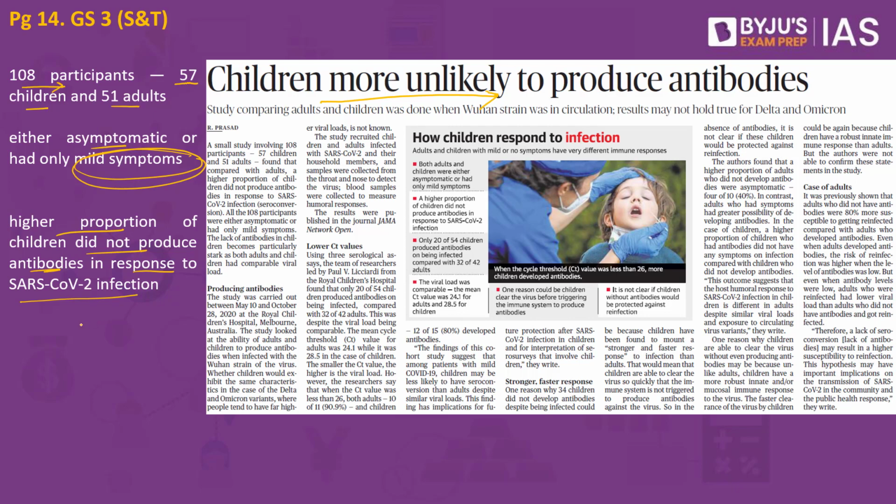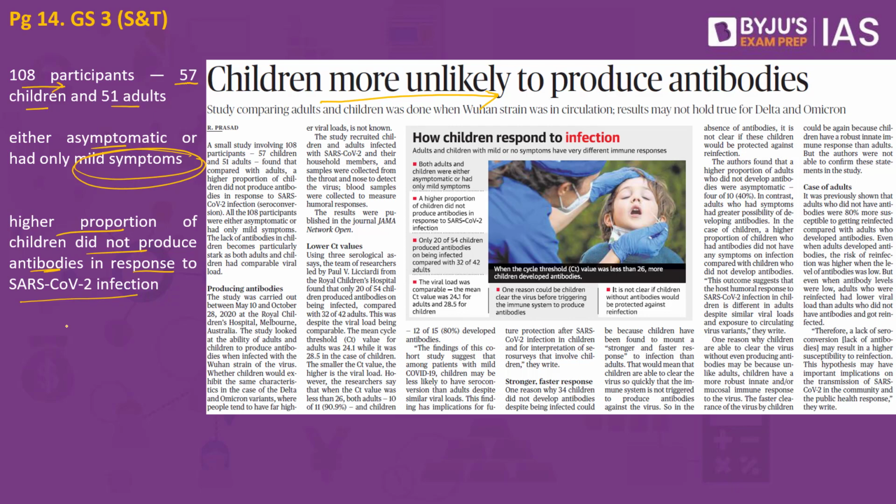So what are we speaking about? We are speaking about the response to COVID-19. These children and the adults were compared and ultimately they came up with a conclusion. Whenever a COVID-19 virus affects a person, what would happen? It would also lead to the creation of antibodies. What are these antibodies? This is the immune response given by the body.